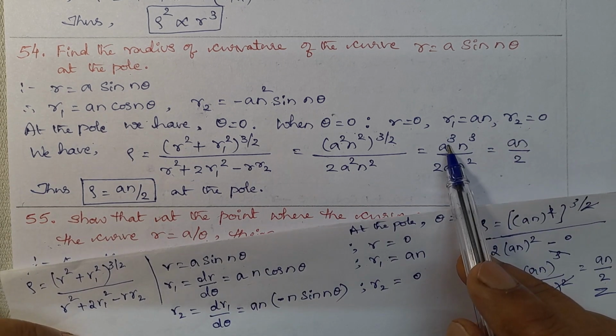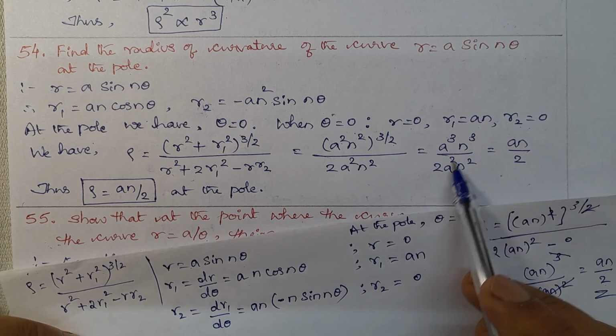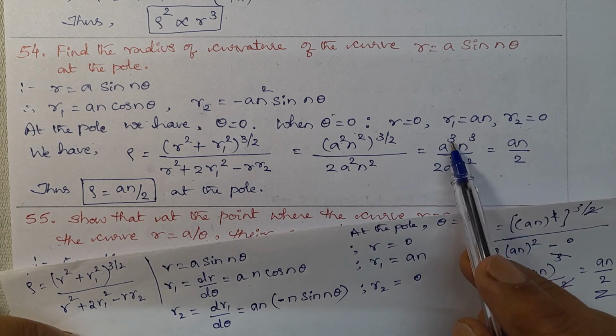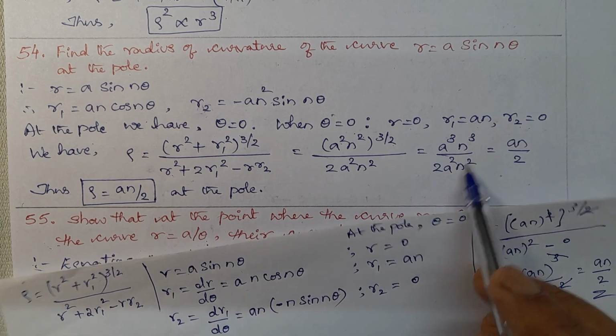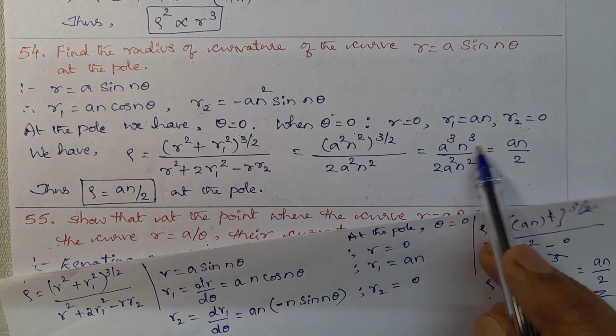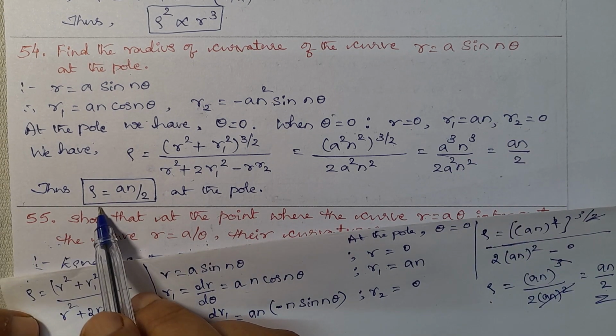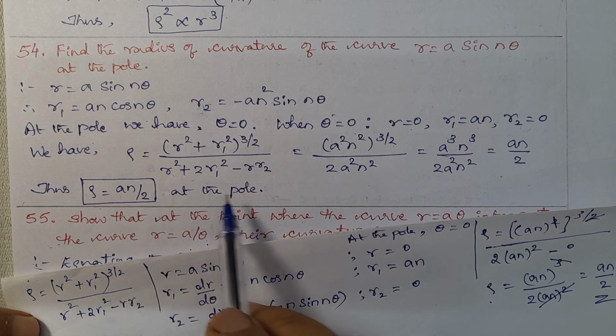So then a cube n cube divided by a square n square. So a square and a cube cancel, n square and n square cancel. So an divided by 2. So thus radius of curvature rho equal to an by 2 at the pole.